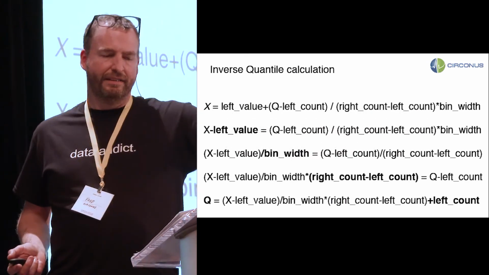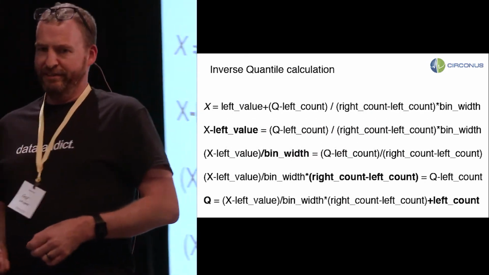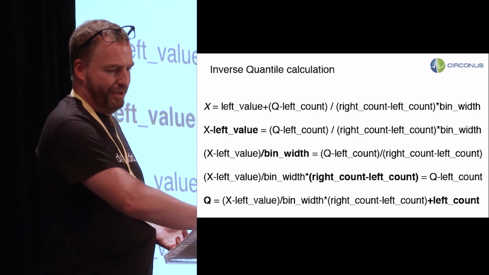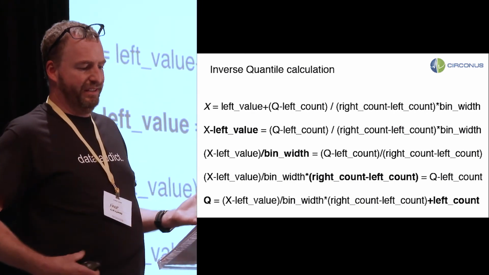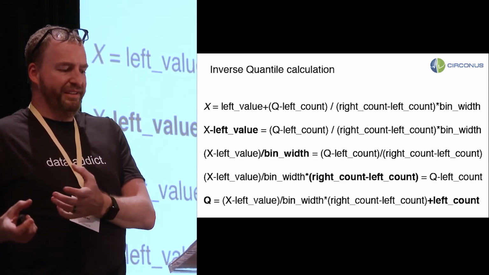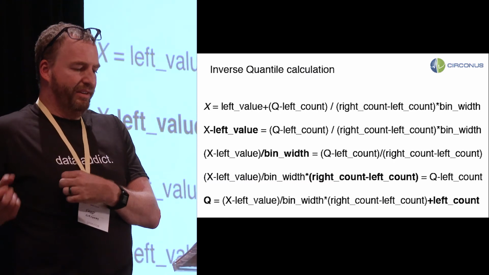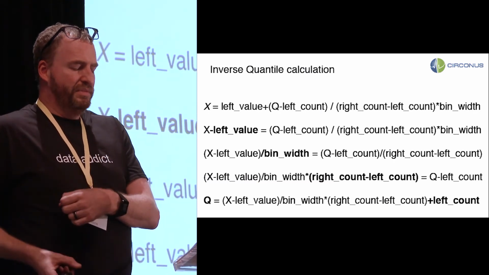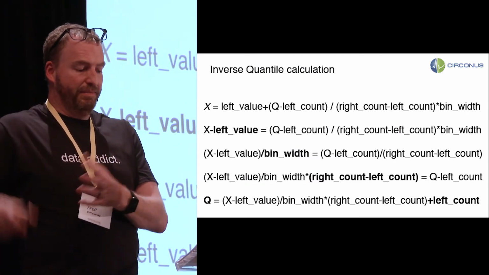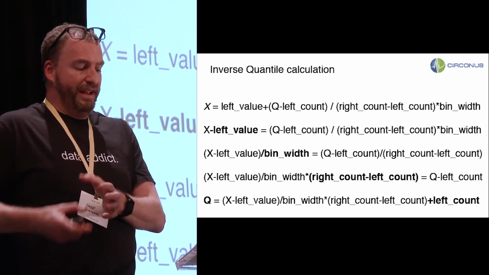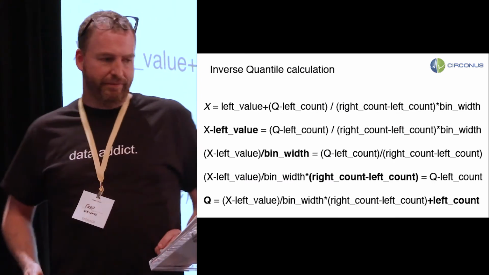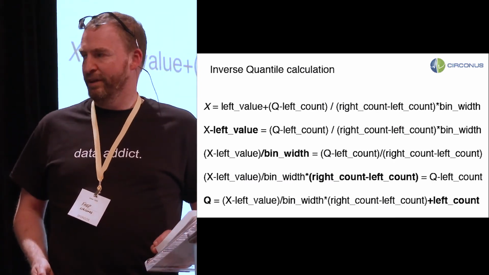I hope you guys like algebra. This may look a little bit daunting, but it's pretty simple. I'll walk through it quickly. My sample value is X on the left-hand side, and I've got my calculation on the right-hand side. This is the same equation I used to calculate the percentile value. So I subtract the left value from X, then I divide by the bin width, then I multiply that times the right count minus the left count, and I add the left count to the other side, and I'm able to isolate Q. I know this might be a little heavy for a slide, but it just shows you, algebra is a good thing to know.